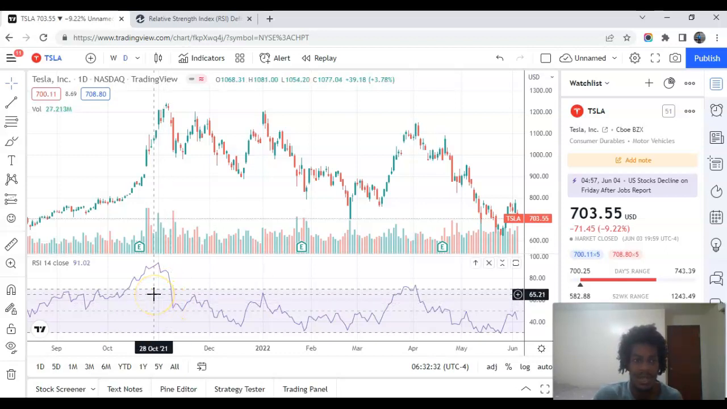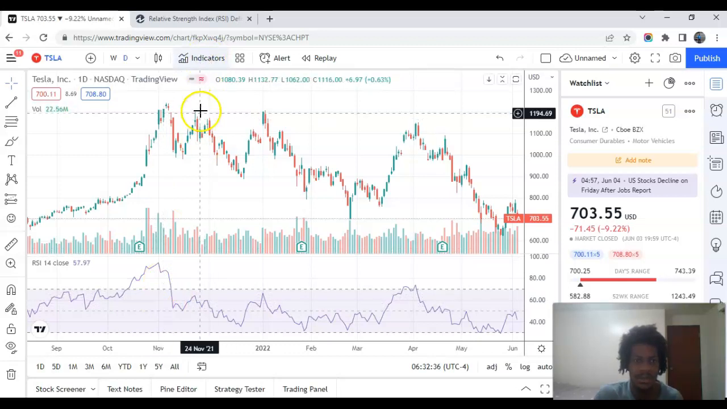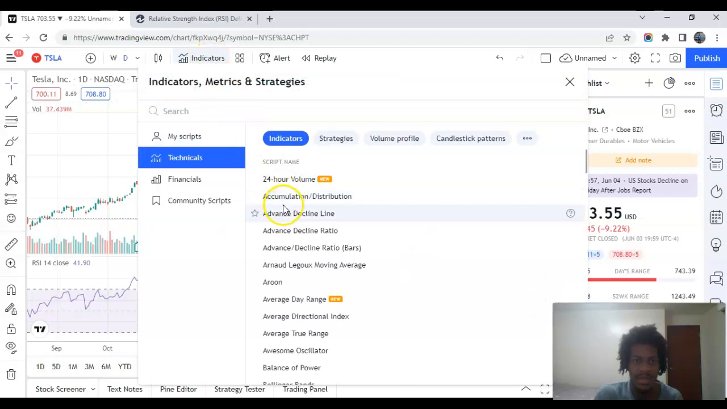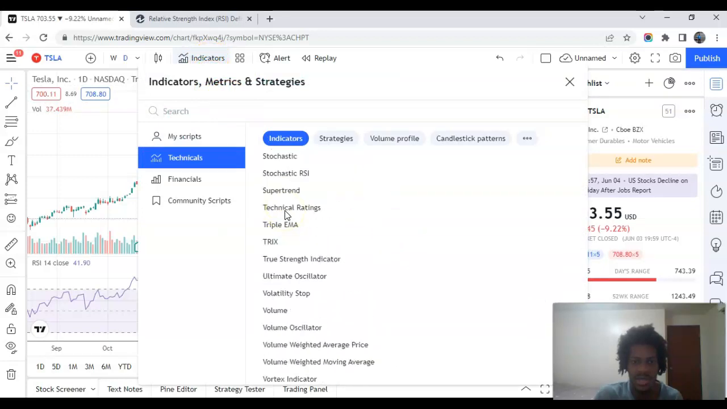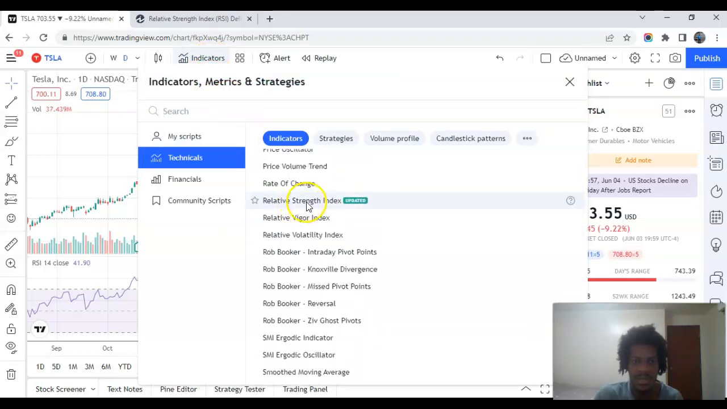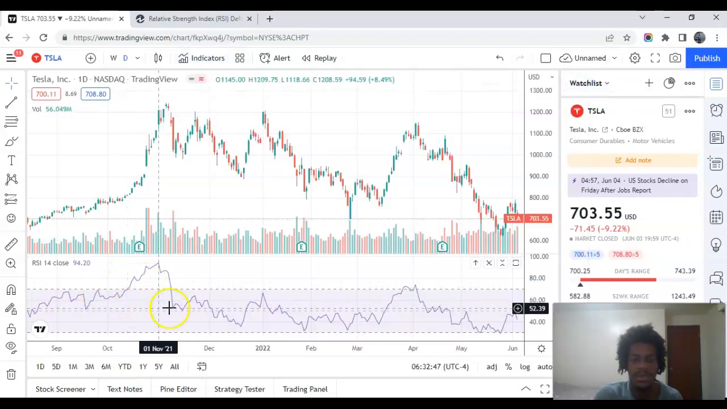And all you have to do here is go to TradingView, and they have something called indicators. You can simply click indicators, then technicals, and then scroll down to Relative Strength Index, click that and it'll bring it up on the chart. It'll show down here.